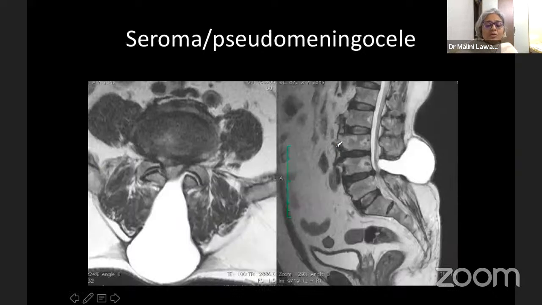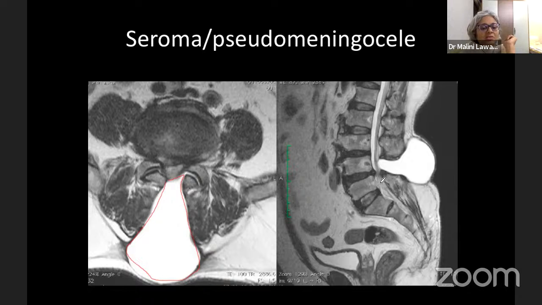You may have a seroma or a pseudomeningocele, and we may want to see the communication with the thecal sac, which may not always be easy to see. So you may see communication, or sometimes it may be very slender and difficult. So here you can see this large fluid signal intensity collection at the post-operative site, laminectomy defect, and in the posterior paraspinal soft tissue.